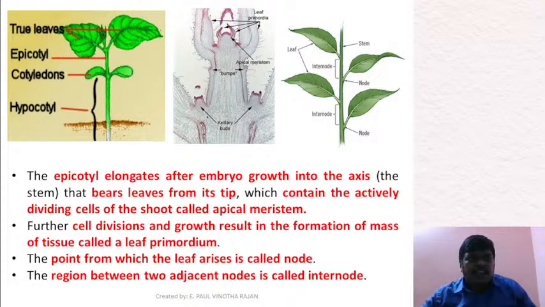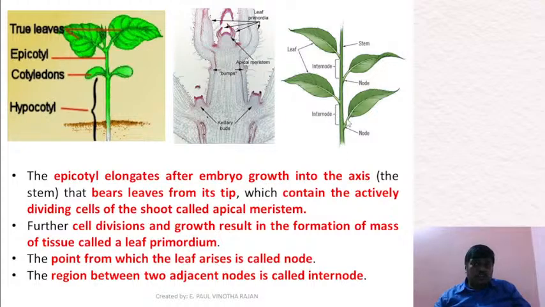The region where the leaf arises, we call it the node. So you can see it here in this diagram. This is the leaf, the stem is there. The region where the leaf arises, this part, we call it the node.